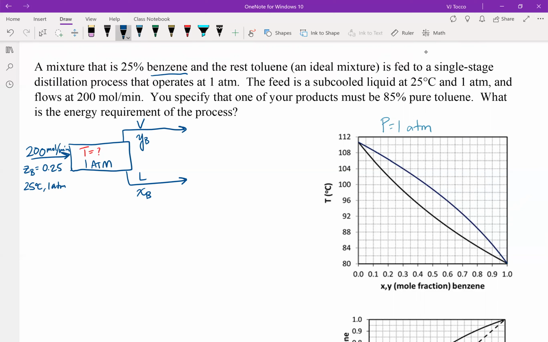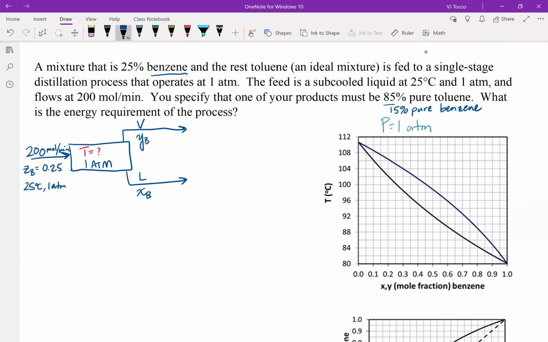So I'm specified that one of my products must be 85% pure toluene. In thinking about which one that has to be, should YB be 0.85 or XB be 0.85, or should neither of them be 0.85? The answer is neither, because again, we're keeping track of the more volatile component. So this is toluene, right? Whatever product is 85% pure toluene is going to be 15% pure benzene. So these are going to be the same specification, right? Because they have to add up to 100%.